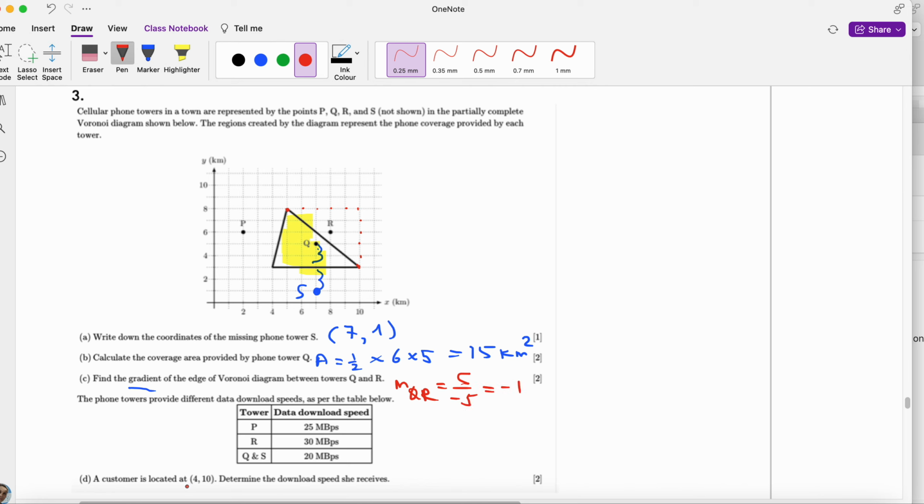A customer is located at (4, 10). Determine the download speed that she receives. By your nearest neighbor, you can see that she's closest to P. At P, you can see that you have 25 megabytes per, I guess this is per second. So that's going to be your answer. And that's it. Short and sweet, nearest neighbor. Done.